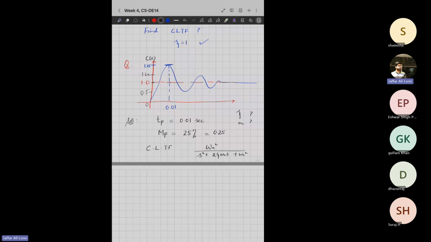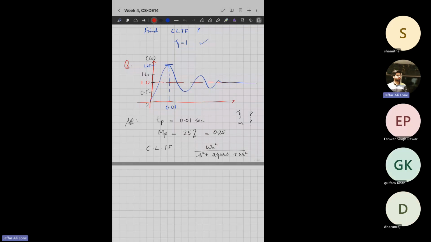I'll just write the answer for you, you will solve it. Everybody, you should solve it. The answer will be omega n squared, which is 342.77 square. So omega n will be 342.77, s squared plus 274.2 into s plus 342.77 square. This is the answer.